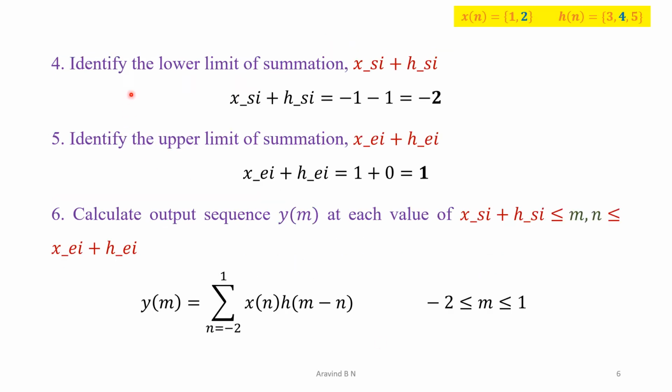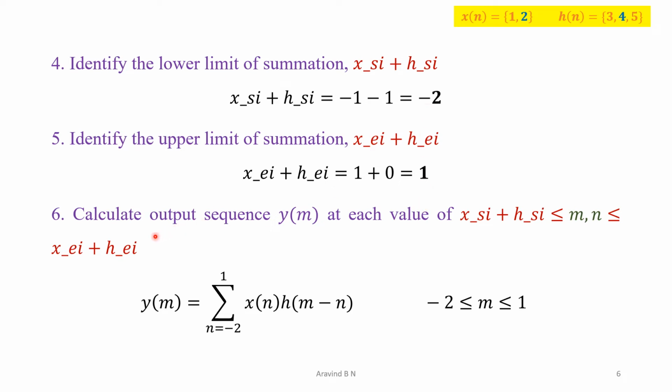Step 4. Identify the lower limit of the summation given by x underscore si plus h underscore si. This we have calculated previously. Substitute it, we get minus 2. Step 5. Identify the upper limit of the summation given by x underscore ei plus h underscore ei. We are going to get the value as 1. So that means for all the values of m ranging between minus 2 to 1, we need to calculate y of m. Also, the summation will take the range from minus 2 to 1.